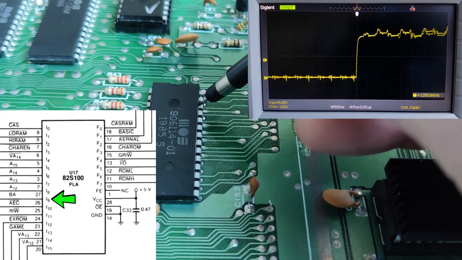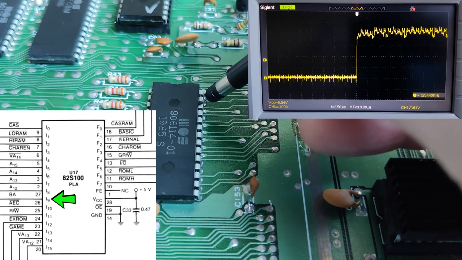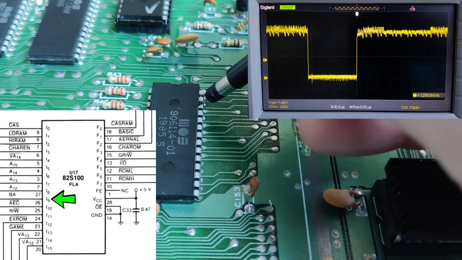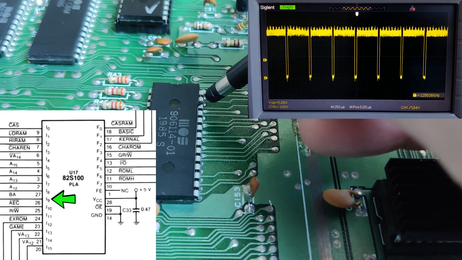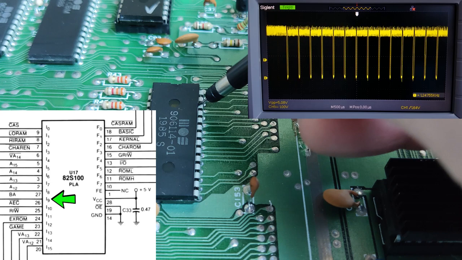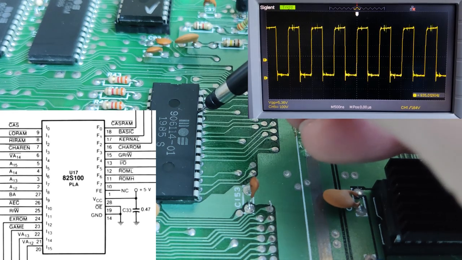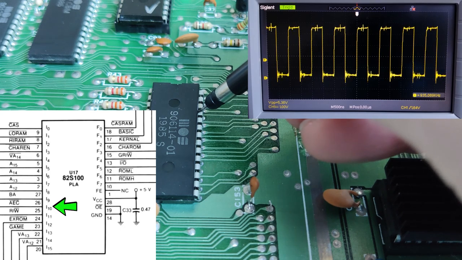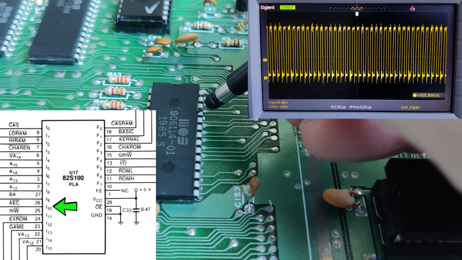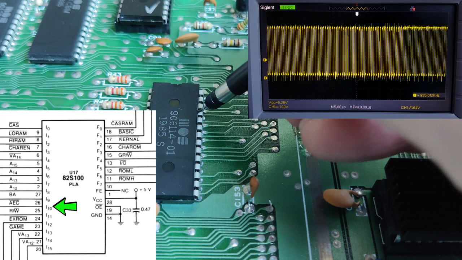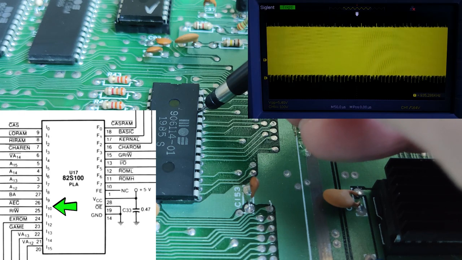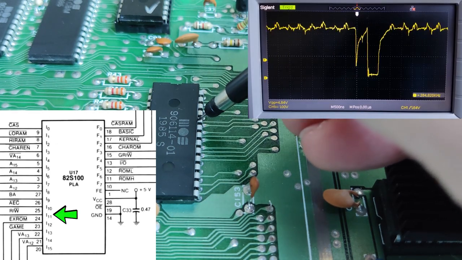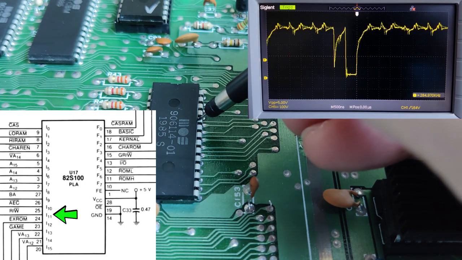Pin 26 is input 9 and is connected to BA, bus available. This line is connected to the VIC and tells the MPU that the VIC will take over the bus. Pin 25 is input 10 and is connected to AEC, address enable control. This pin comes from the VIC and tells the MPU if it can access the bus. Pin 24 is input 11 and is connected to read/write.